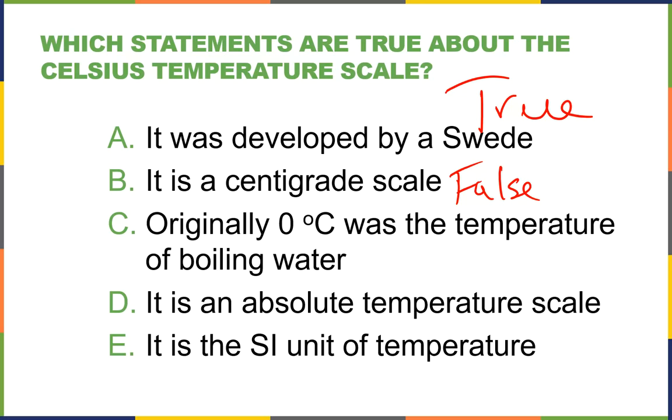Originally, 0 degrees Celsius was the temperature of boiling water. True or false? True. For 2 years. It's an absolute temperature scale. False. False, because absolute 0 is minus 273.15. And it's the SI unit of temperature? Also false. Also false.